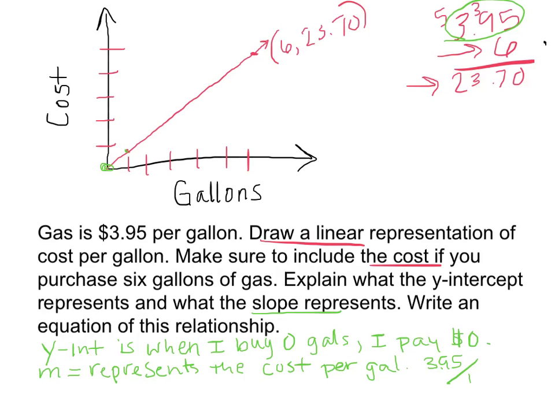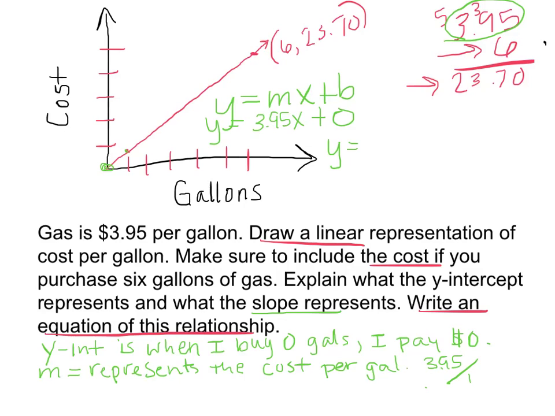Okay? But we still have one more piece to do. We have to write the equation of the relationship. So what is the equation of this line? This line is y equals mx plus b. Well, what's our b? Our y-intercept was 0. Our slope was that 3.95 times the x equals y. Now, do I need to leave the 0 on there? No. So my real equation of this line is y equals 3.95x. And I can box my answer.